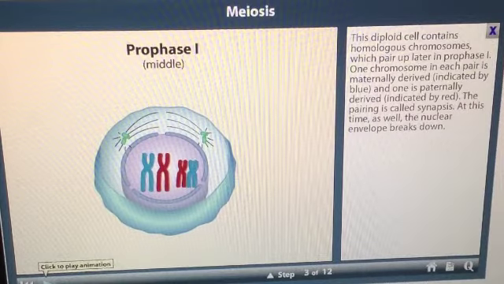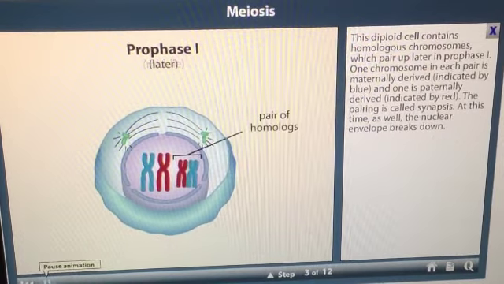This diploid cell contains homologous chromosomes, which pair up later in prophase I. One chromosome in each pair is maternally derived, indicated by blue, and one is paternally derived, indicated by red. The pairing is called synapsis. At this time as well, the nuclear envelope breaks down.